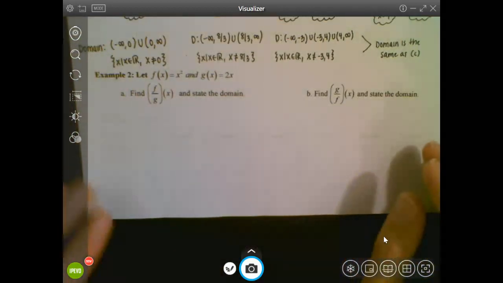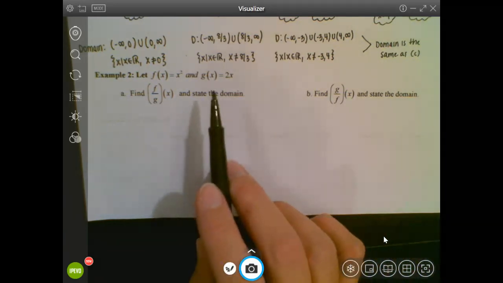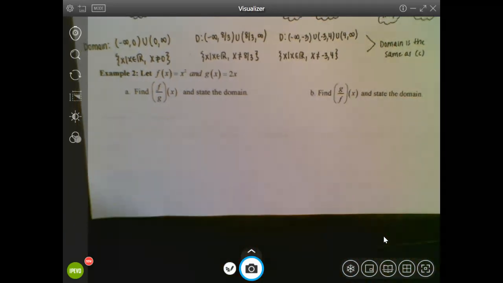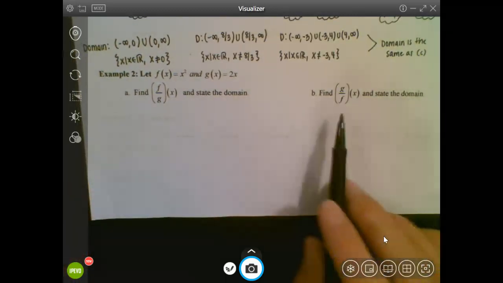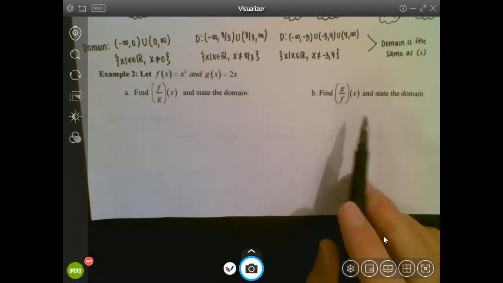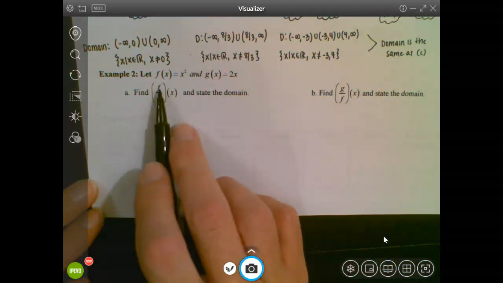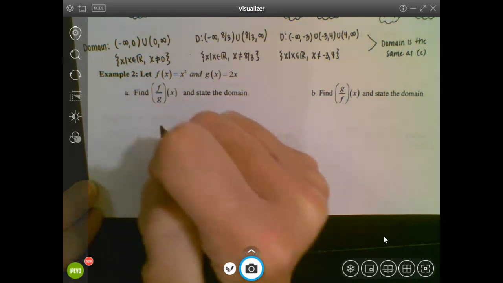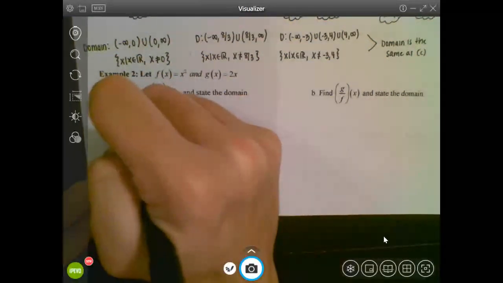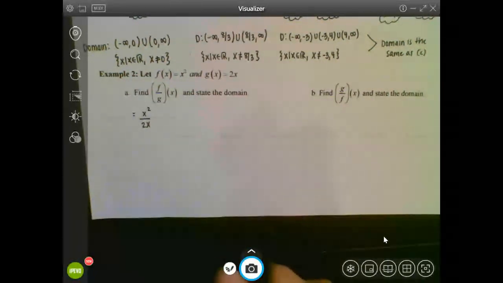All right, so example 2, we're letting f of x be x squared and we're letting g of x be 2x, and we want to find f divided by g, and we want to state the domain, and then we'll look at the opposite. So g divided by f, and we'll state the domain. So for example A, again, this is just a different way of saying f of x divided by g of x. So that's going to be x squared divided by 2x.